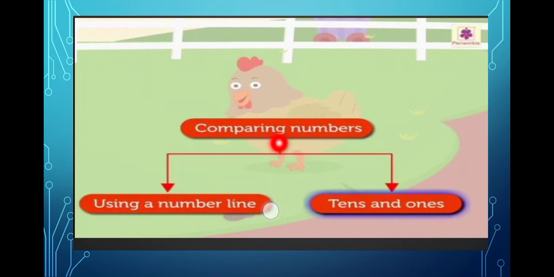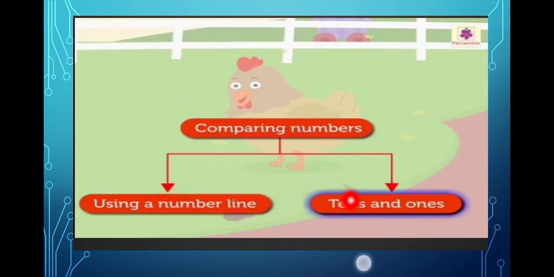So comparing numbers is also like you have to compare which is the greater number and which is the lesser number. Okay. So we can compare numbers in two ways. That is, we can compare numbers using a number line and also by using tens and ones. Okay. So how will we compare? I will show you both the methods.